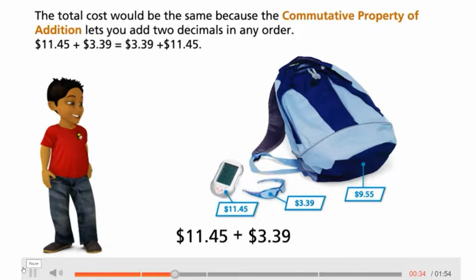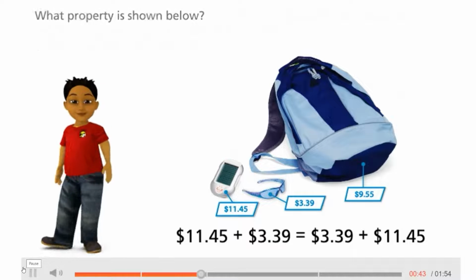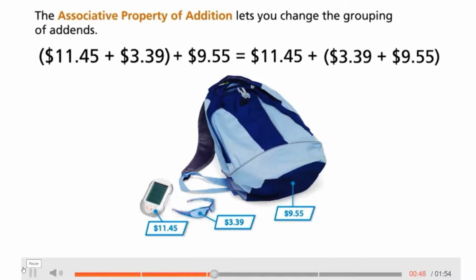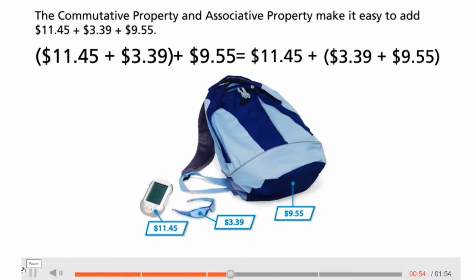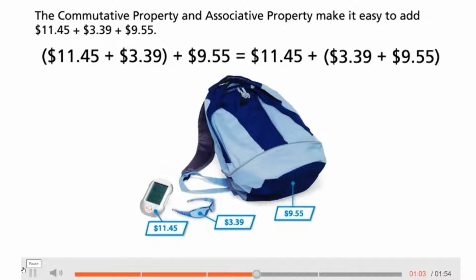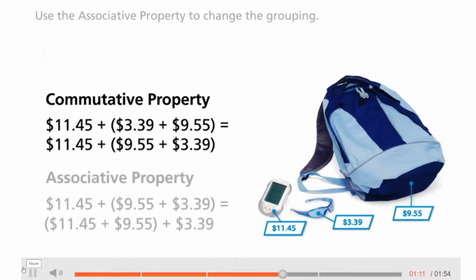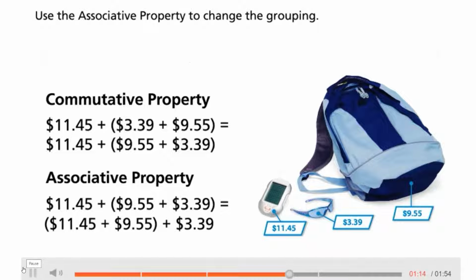$11.45 plus $3.39 equals $3.39 plus $11.45. What property is shown below? The associative property lets you change the grouping of addends. The commutative property and associative property make it easy to add $11.45 plus $3.39 plus $9.55. Use the commutative property to change the order. Use the associative property to change the grouping.